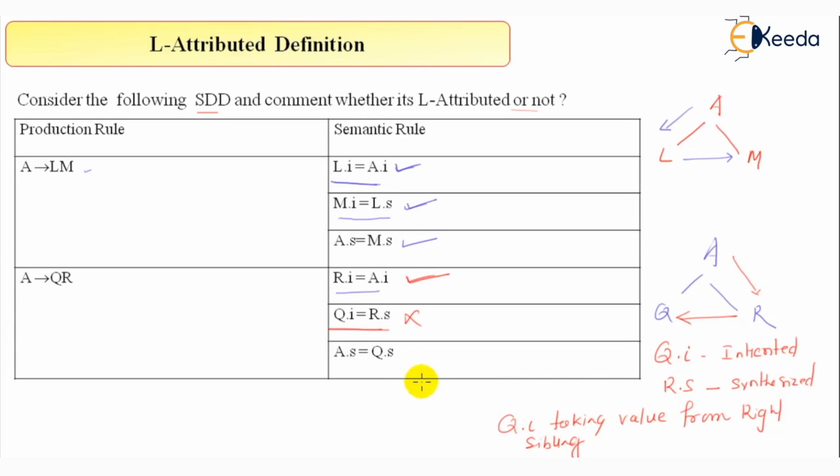A dot S is equal to Q dot S, a synthesized attribute can take this but it is not applicable here, but the earlier one is not allowed because it is from the right sibling. An inherited attribute is not supposed to take the value from the right sibling. So overall, this is not an L attributed definition.